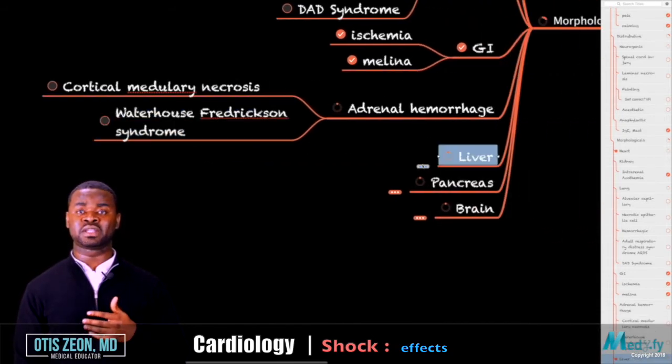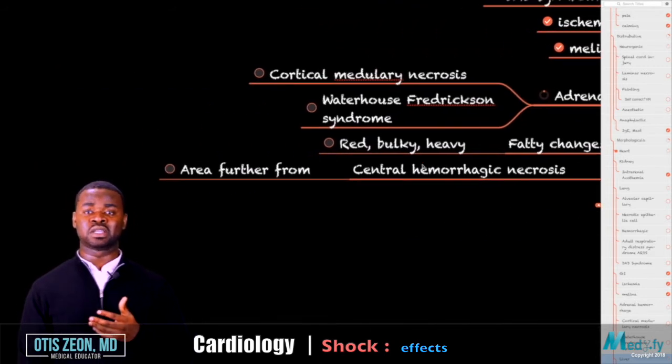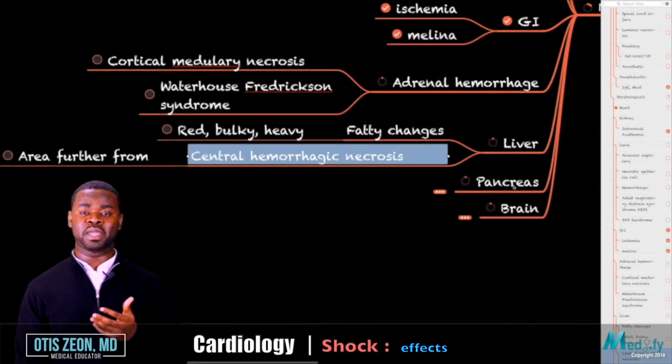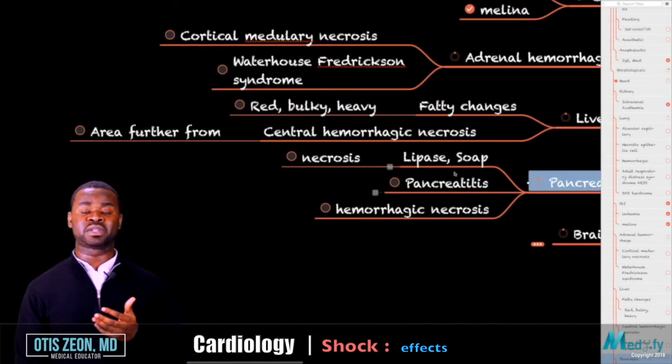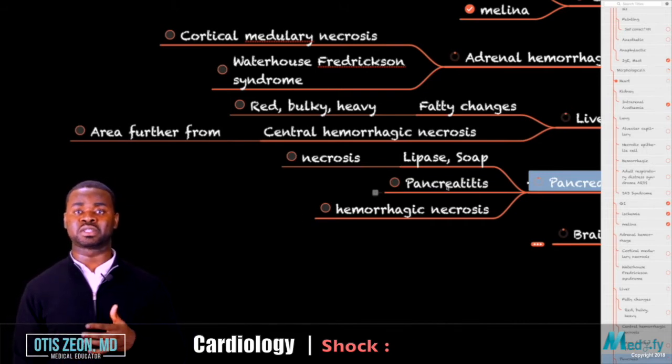Then we have the liver, which can be affected too. The liver is very strong, but in cases where it gets necrosis and such, you can have fatty changes in the liver. Then if the pancreas is affected in terms of shock, it can lead to acute pancreatitis. Saponification is a form of necrosis that happens in the pancreas.